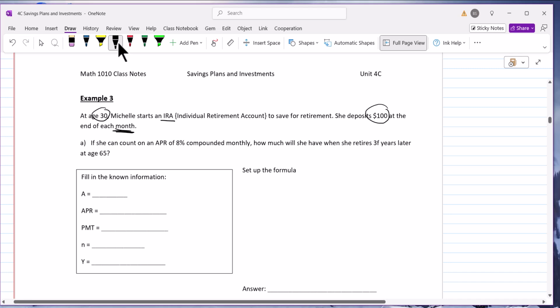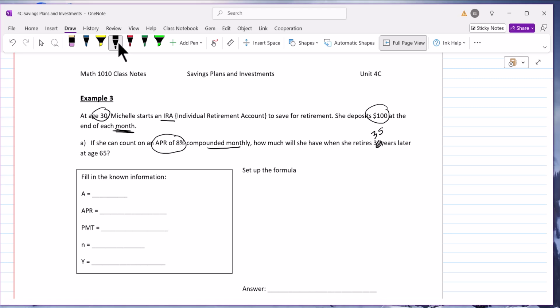Part A: if she can count on an APR of 8% compounded monthly, how much will she have when she retires? This number should be 35 years later, because 30 and 35 years later is going to get her to 65. So the APR is 8%. What do you do with the APR? Change it to 0.08.